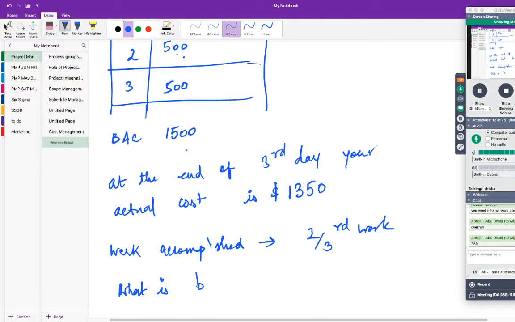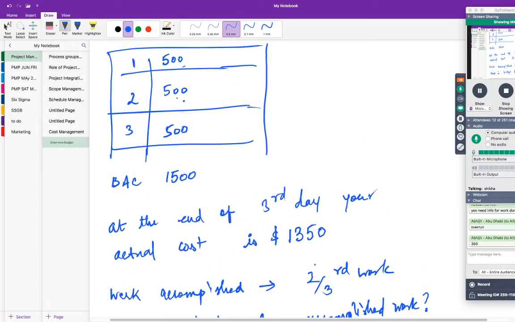This is a very important concept. It may look very petty to you, but you will get confused later if you don't get it. So keep this in mind, like stamped onto your brain. For the 2/3 of the work, what is the budget? What is the budget for accomplished work? This should be your first question.